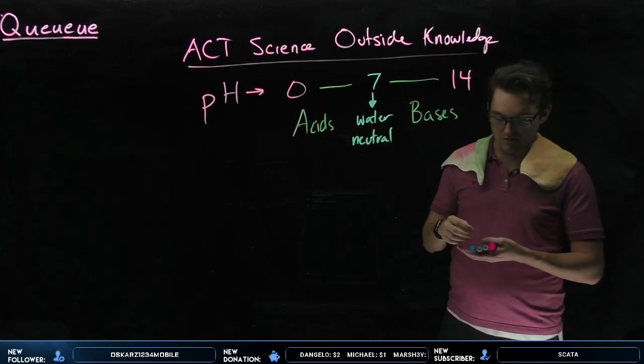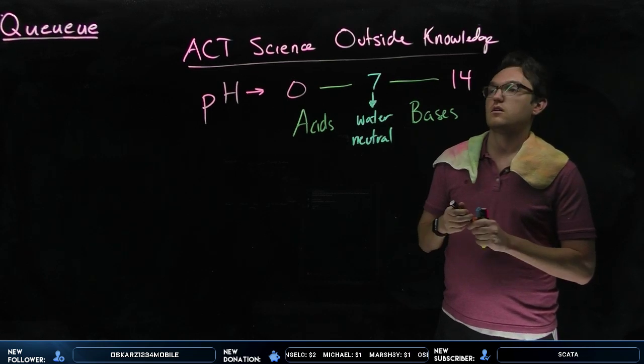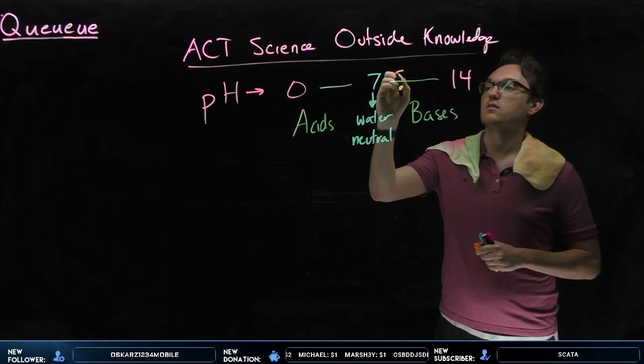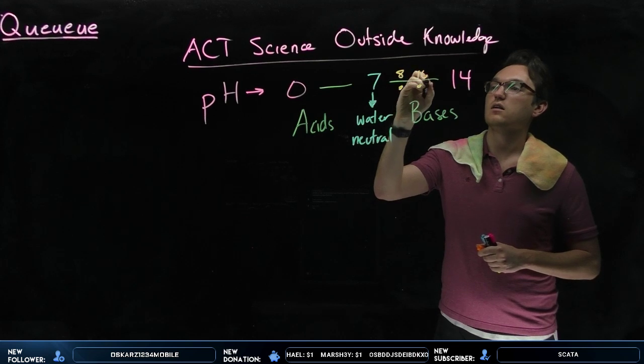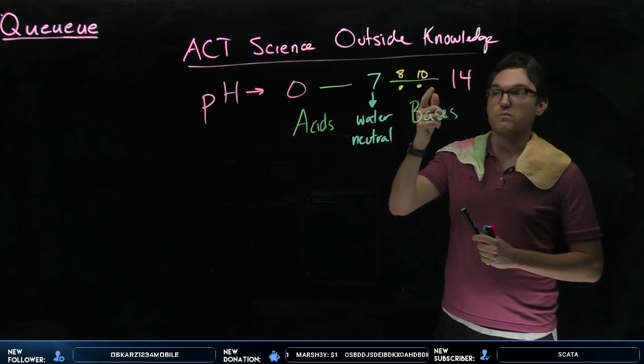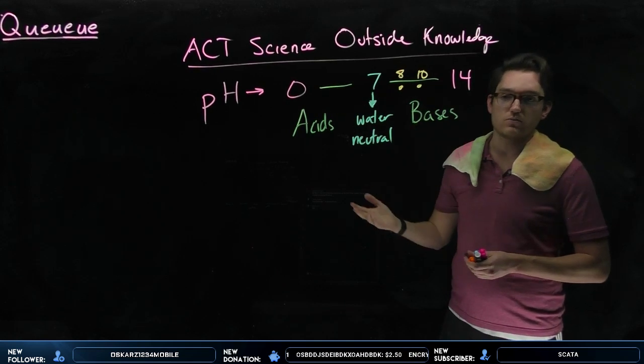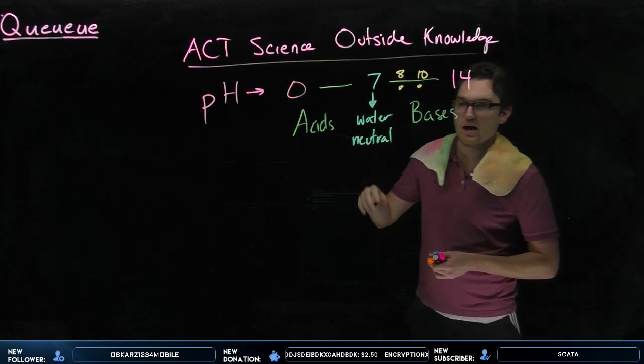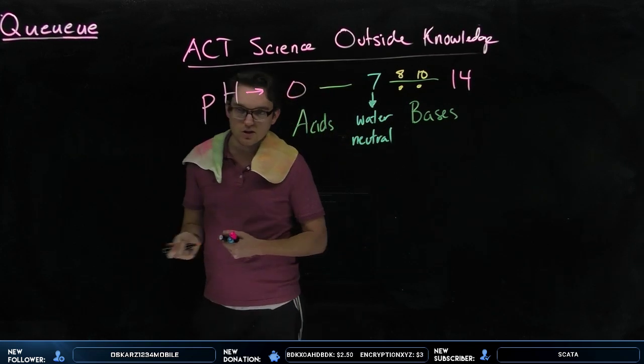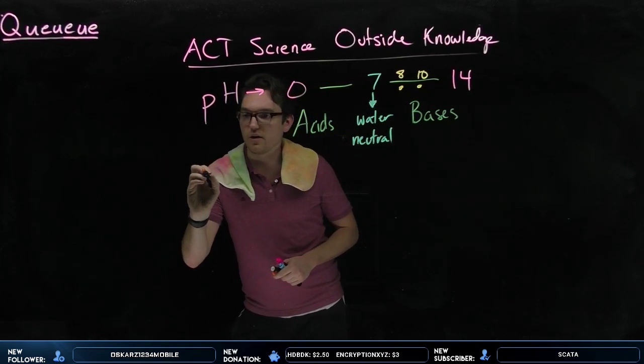So you can have two bases, one at, I don't know, 8, and one at, we're going to say 10. These are both bases. 10 is more basic. 8 is more acidic. They're both bases, but 8 is closer to that side, so it's more acidic. pH scale, down. Great. Next thing we should be talking about is the temperature scale.